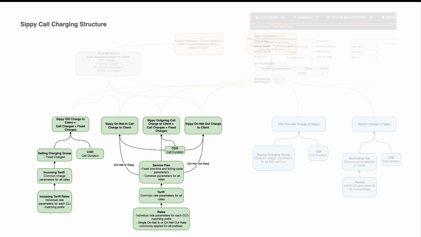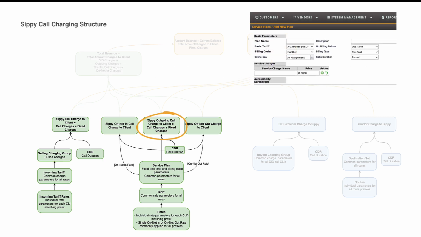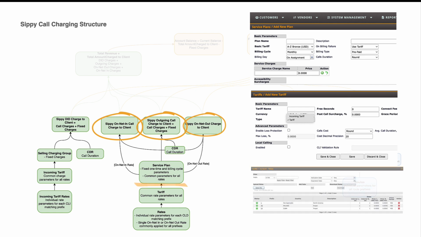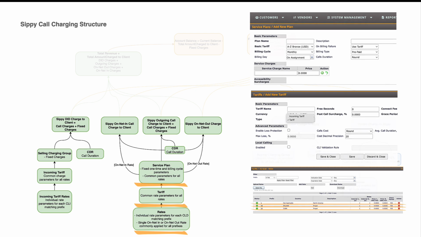The service plan works in a similar way for charging clients for outgoing calls sent to vendors and for on-net calls. There are several fixed charges unrelated to the call, which are specified at the service plan level. A service plan contains a tariff, which defines common parameters for all destination prefixes, while the tariff itself includes a list of rates, each with its own pricing parameters for the corresponding prefix.